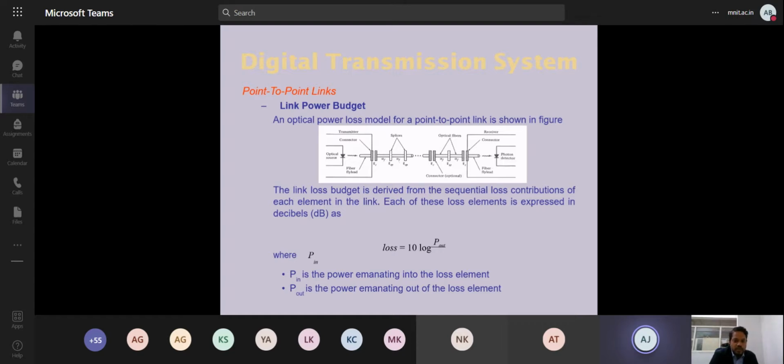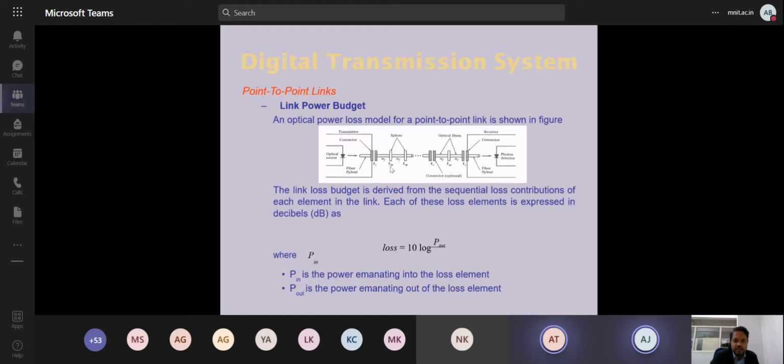Here this P in should actually be just below P out. So, this is the expression for loss in an optical fiber. P out refers to the power emanating out of the loss element.